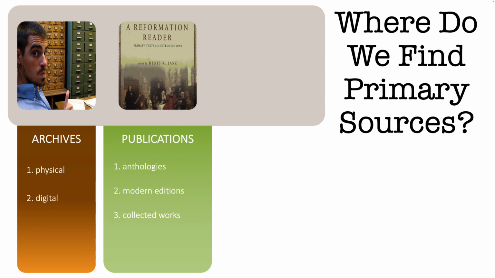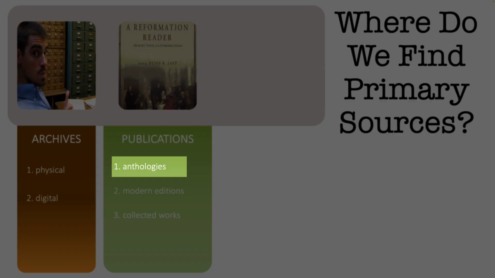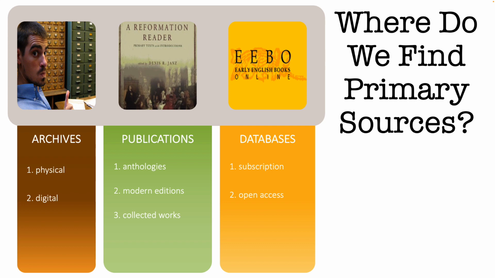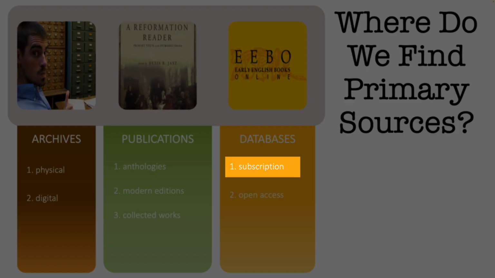Second, there is publications, right? Things like anthologies or modern editions of older works or collected works from a single author or something like that. And then finally, there are databases. And databases are really similar to archives, except that databases tend to be sort of websites that aggregate lots of different archives together. And usually they aggregate archives that are on a similar theme or a similar topic of some sort. I'll show you an example in a bit. Databases can be subscription databases that you get access through your institution, or open access databases, things that you can just go to on the internet and find along with everyone else.